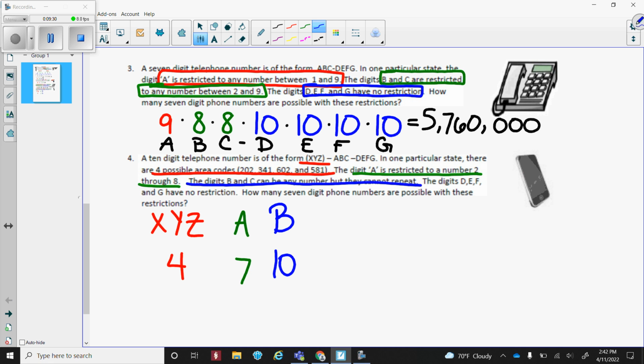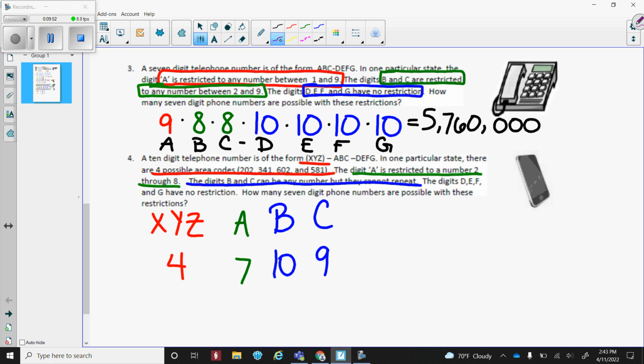For C, you have 10 options minus the one that B took. So if B is number 9, then we have 0 through 8. If 0 is B, then we have 1 through 9. So instead of having 10 options, for C, we're going to have 9 options.